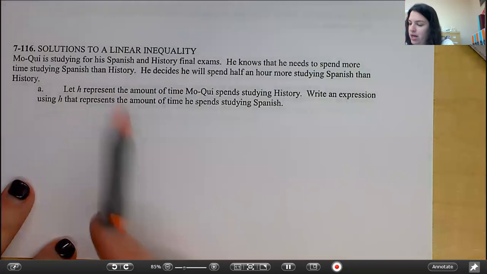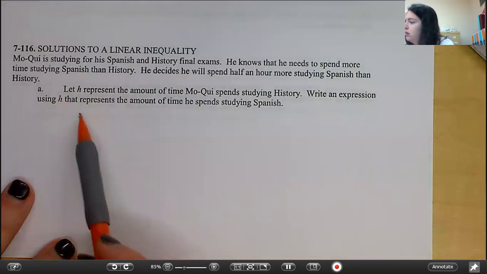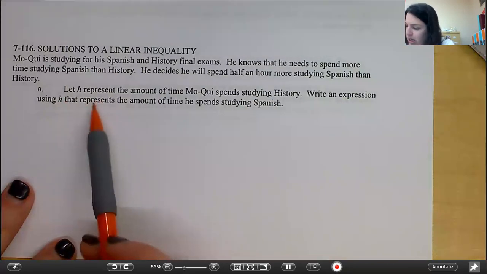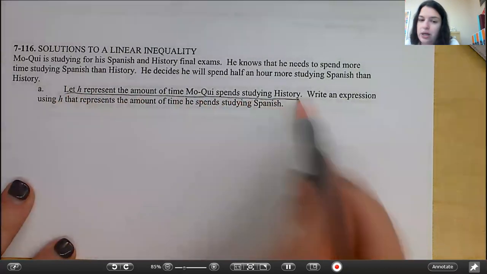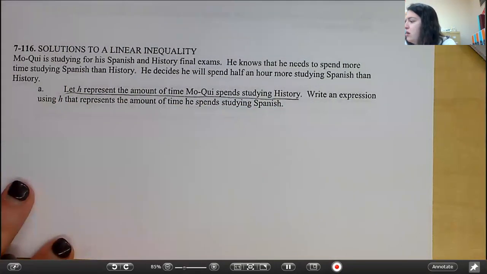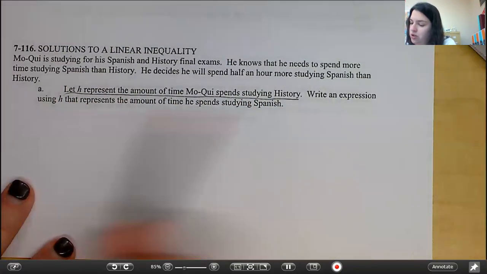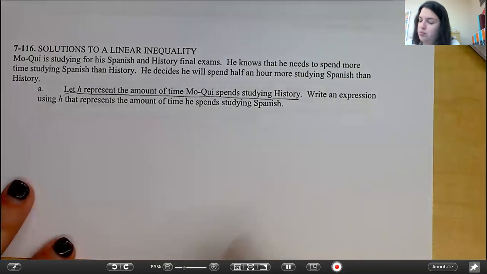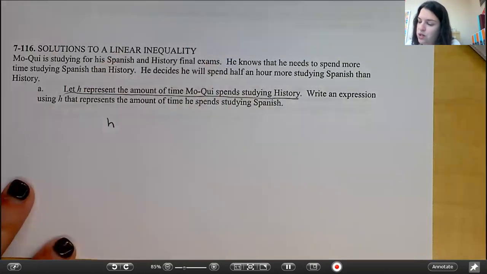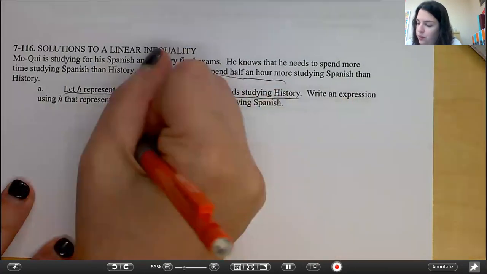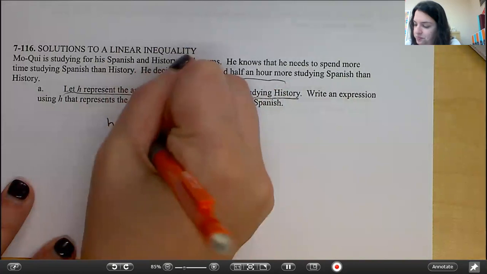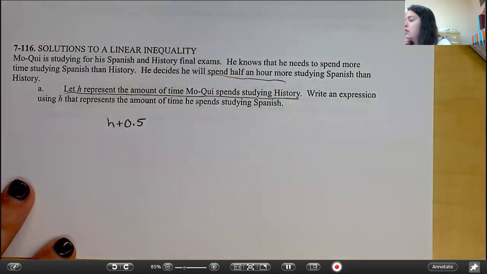So we have, let H represent the amount of time Moqui spends studying history. So we already have our let statement right there. But we need to write an expression using H that represents the amount of time he spends studying Spanish. So we have H, because that's what he spends for history. And up here it says he will spend a half hour more. So we're going to write it as a decimal. Plus 5/10. Okay, and that is our expression here.